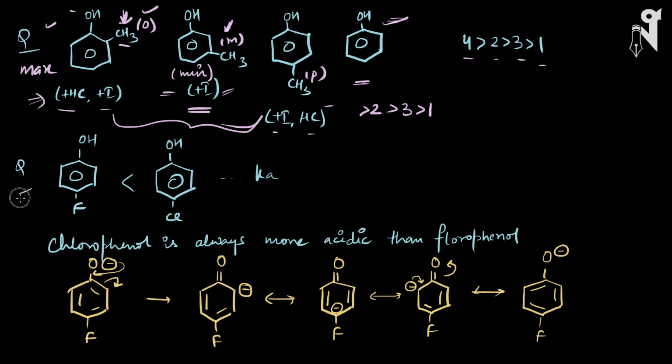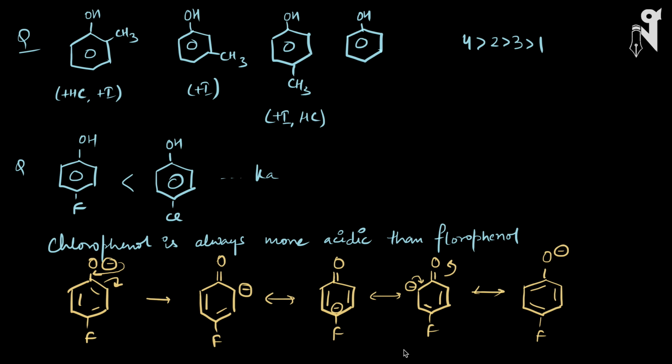Now come to the next question. In the next question we have phenol with chlorine and fluorine both. So now we have to again find out the acidic strength order. Now, in case of chlorophenol and fluorophenol, we have to use a little different approach.